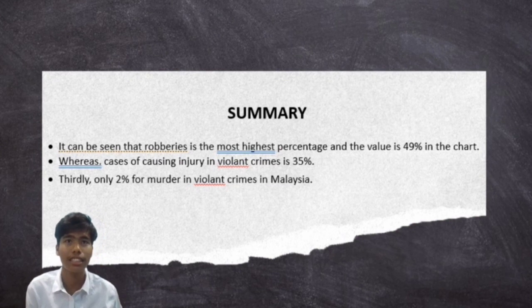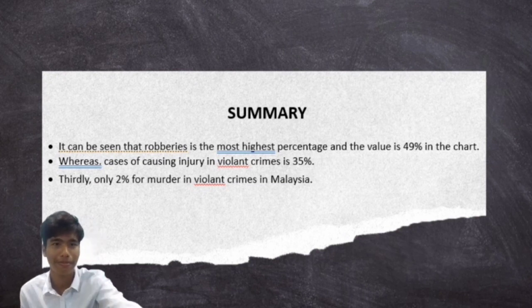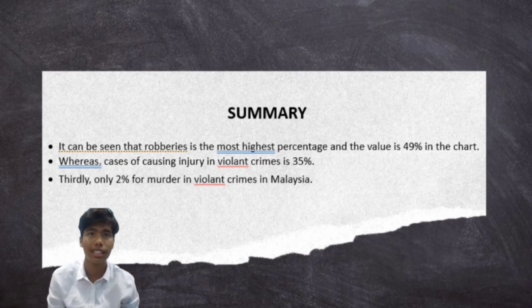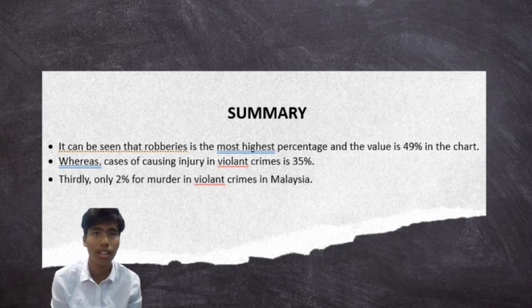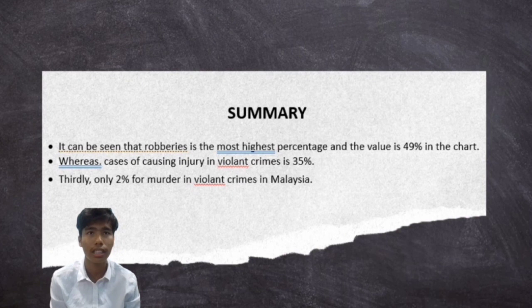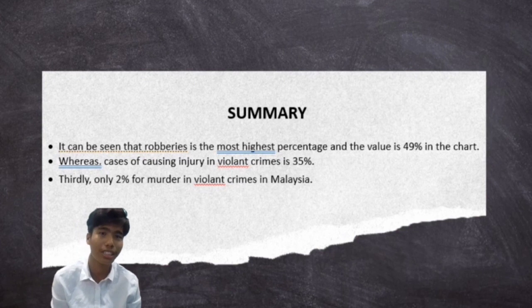Whereas cases of causing injury in violent crimes is 35%. It's because most criminals don't get enough love. Thirdly, only 2% for murder in violent crimes in Malaysia, because killing is very difficult, guys.